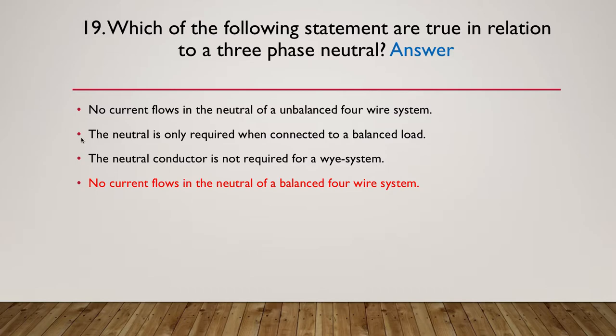The neutral is only required between connected balanced loads. Well, that can be true, but not necessarily true. And number 3, the neutral conductor is not required for a WYE or a star system. Again, it could be unbalanced, so yes, it is required. But finally, no current flows in the neutral of a balanced 4-wire system, and that's the true statement.